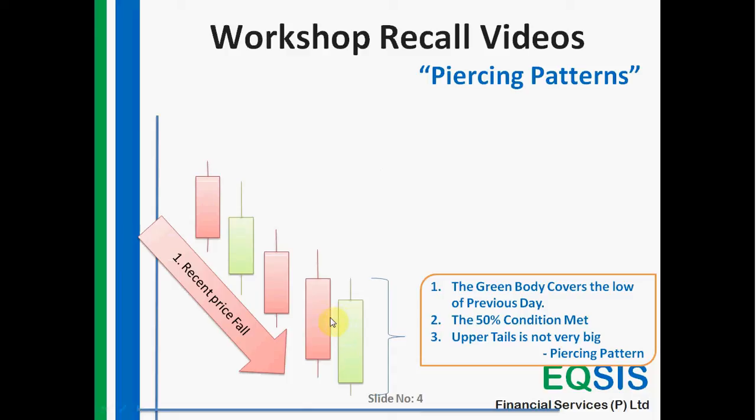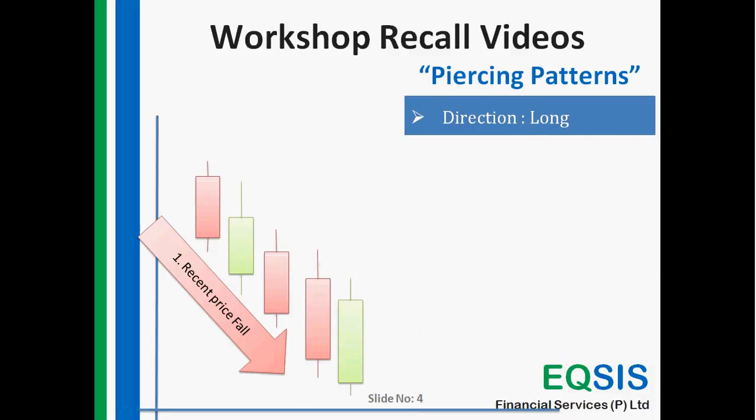This is roughly the 50% mark, but this day it closed above the 50% mark, and the upper tail is not very big. It's quite manageable, and we can tolerate this much size as far as the piercing pattern is concerned. So all these conditions are met as per the piercing pattern. Now we have to decide the direction, and the direction is pretty clear.